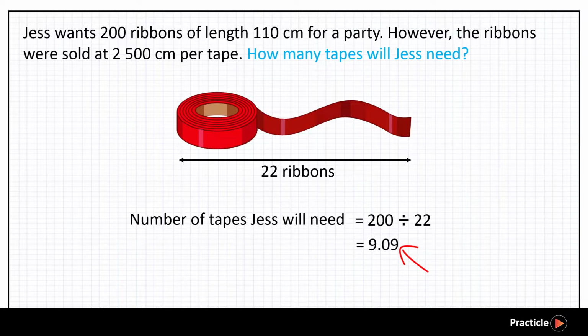Since we need 9 and a little bit more tape, having 9 tapes will definitely not be enough, correct? And that's why we are going to choose to round up our answer to 10. So looks like our dear friend Jess is going to need 10 tapes. And that's our answer. Do you get that?